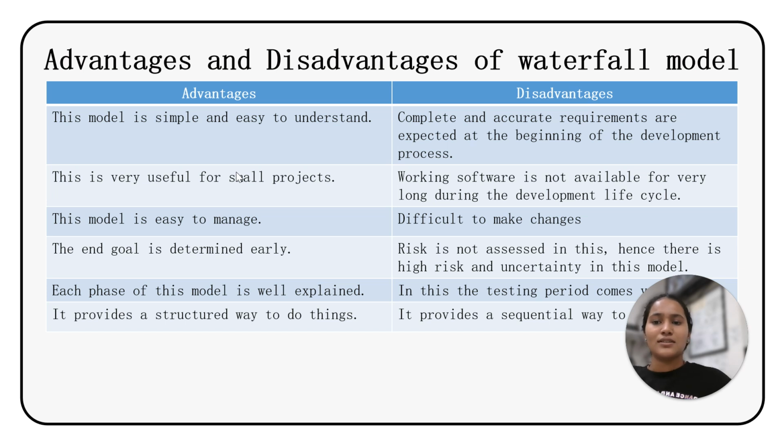But as every coin has a second side, this model has its problems too. Let's discuss what the problems with this model are. In this model, complete and accurate requirements are expected at the beginning of the development process. Working software is not available for a very long time during the development life cycle. We cannot go back to the previous phase, due to which it is very difficult to change requirements. Risk is not assessed in this, hence there is high risk and uncertainty in this model.